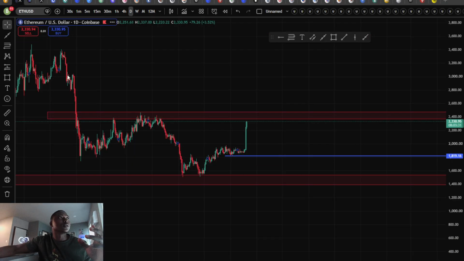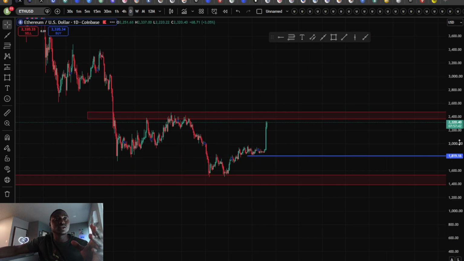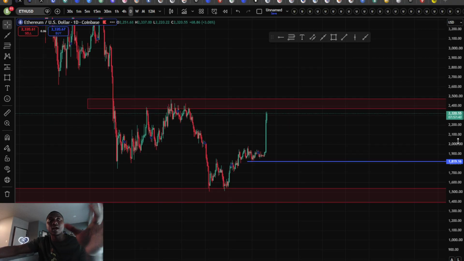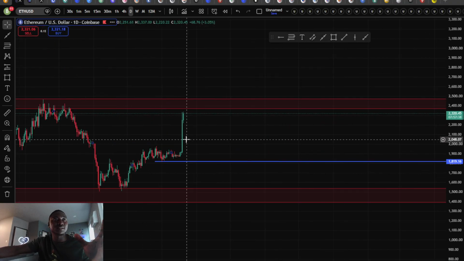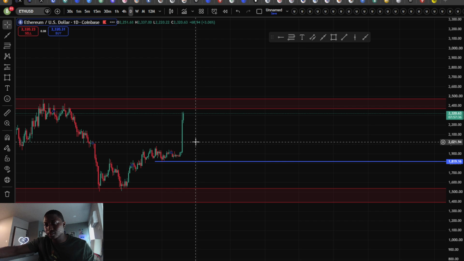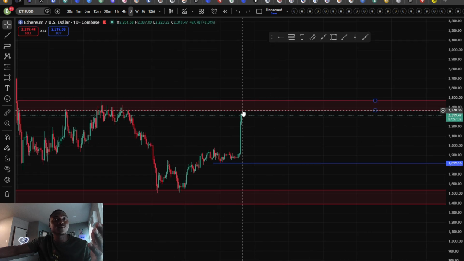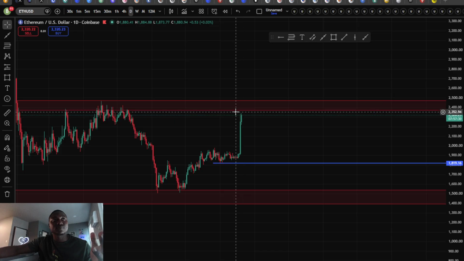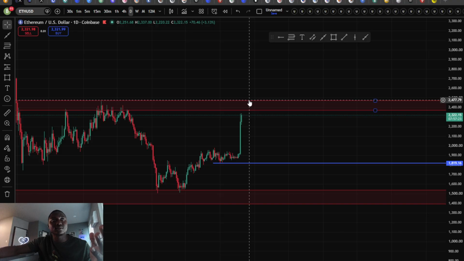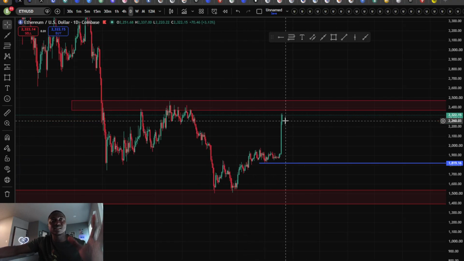So Ethereum next. Ethereum, as you can see, was one of those charts I never drew any resistance on because there was clearly none. So all I have to wait for is the resistance coming around 2,380 to 2,500. So that's my resistance for Ethereum.